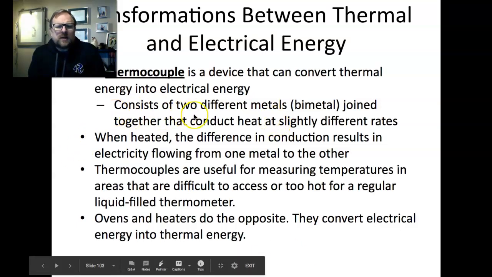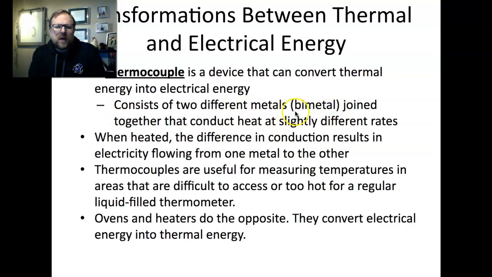So a thermocouple consists of two different metals, a bimetal, bi meaning two, joined together that conduct heat at slightly different rates. And what happens is, because they conduct heat at slightly different rates, when heated, the difference in conduction results in a little tiny bit of charge or electricity flowing from one metal to the other. When we hook up that thermocouple to a little bit of a circuit, what we can do is that when the object is being heated, that circuit will sense that little tiny bit of electricity flowing, and then we can make it do something, flick a switch, for example.